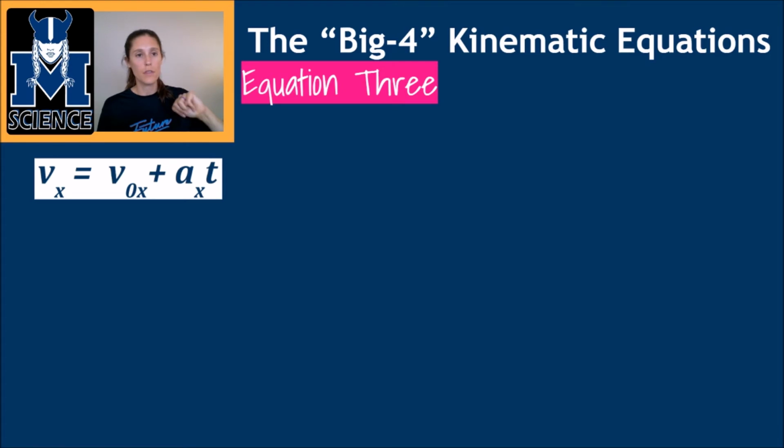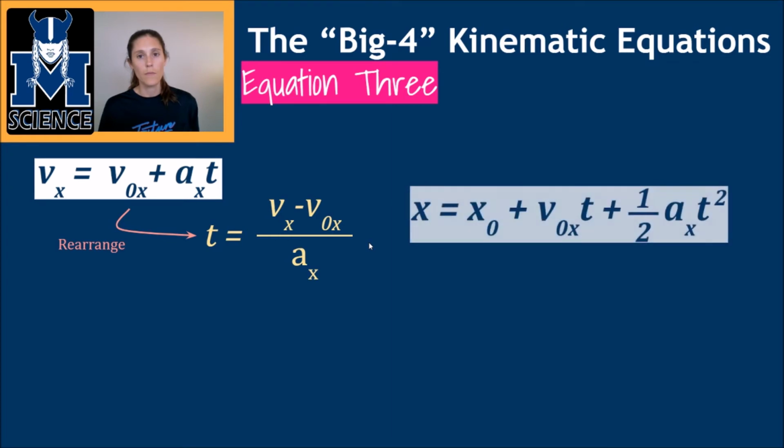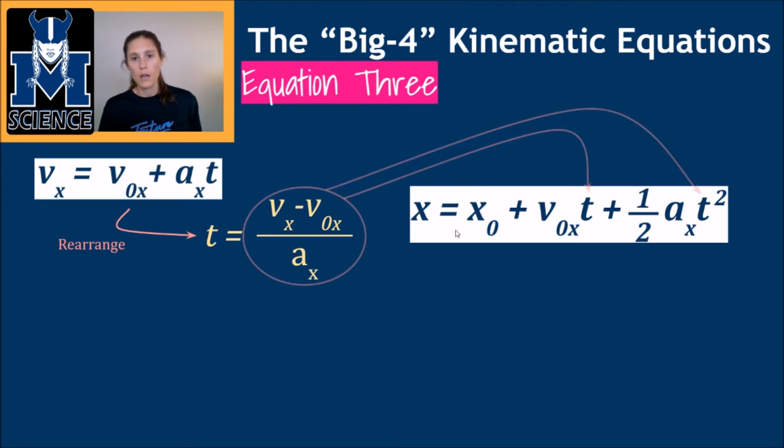Our third of the kinematic equations, we are going to start with that first equation we found from our definition of acceleration, and we are going to rearrange it so we're solving for t. So I subtract v naught from both sides and divide by a, and I get this relationship here that time can be found by our change in velocity divided by the acceleration. We're going to plug that into our BIG4 equation number 2 that we just derived and looked at. So we're going to substitute in vx minus v naught x divided by a for both of those t's in there, and do some algebra.